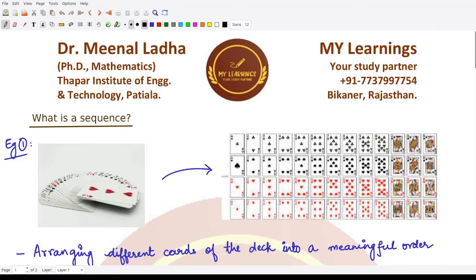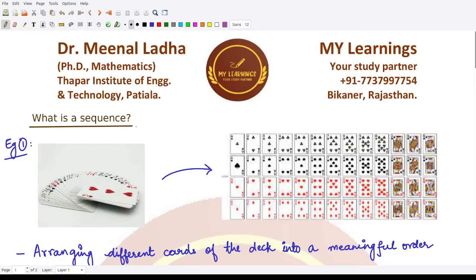In this video, we shall be looking at chapter number 9 from the NCERT textbook of the CBSE board. In this chapter, we have to study sequence and series. So let's first of all start with sequence. What is a sequence?